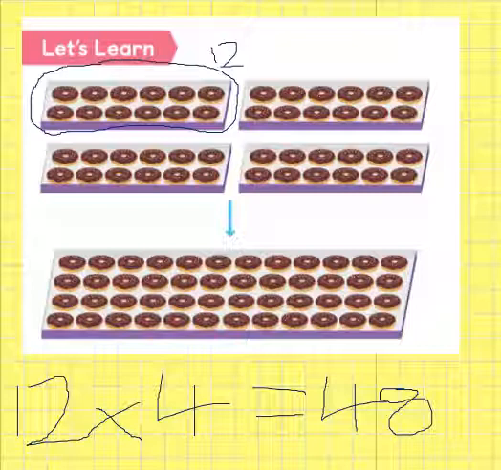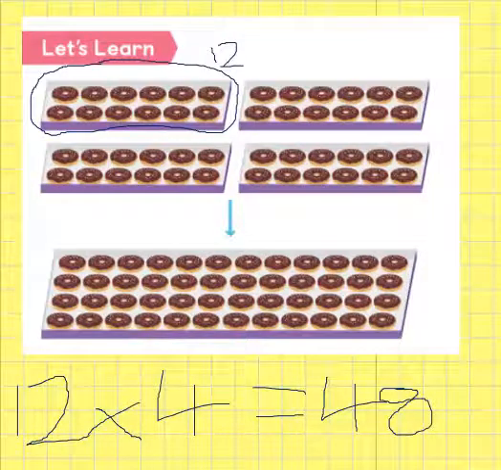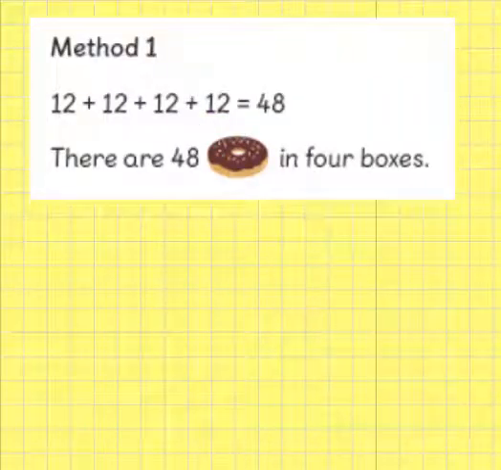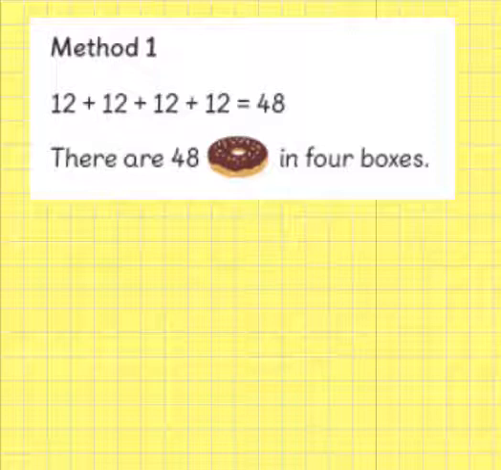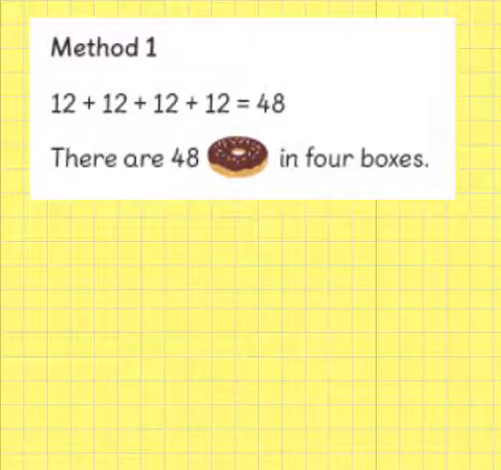I could also do it in my 4 times tables, but there's a couple of different ways that we could look to do this that we're going to explore as well. We could use repeated addition. We could say that 12 add 12 add 12 add 12 equals 48. And if we were to do that as a column addition, we would have the same answer as 48. And then we could answer that there are 48 donuts in 4 boxes.